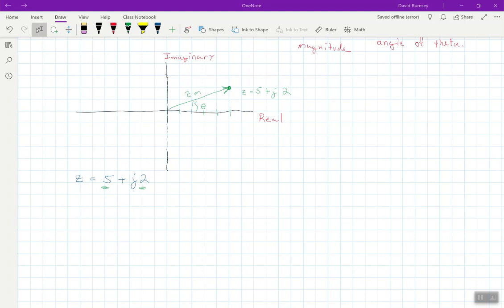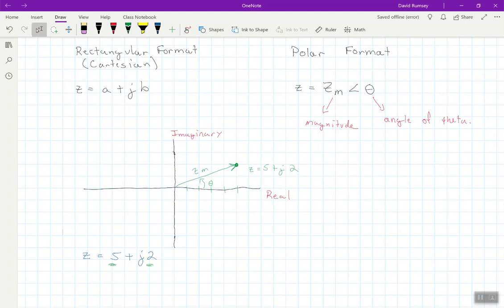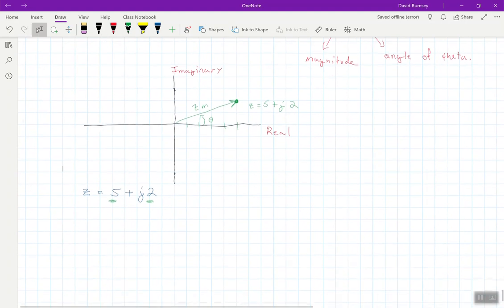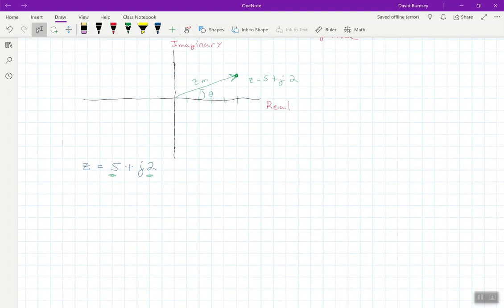All right, so we're picking up right where we left off, and we said, okay, we have these two different ways of writing imaginary numbers. We have the rectangular format and the polar format, and we want to be able to go between the two. Now, it's not as challenging as you might think to go between the two.